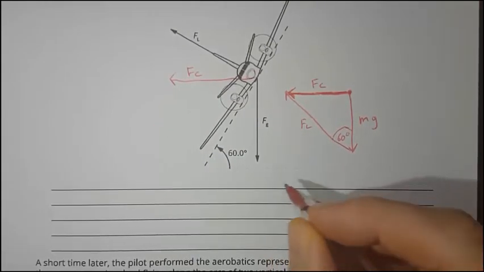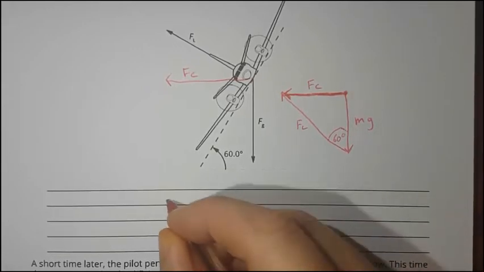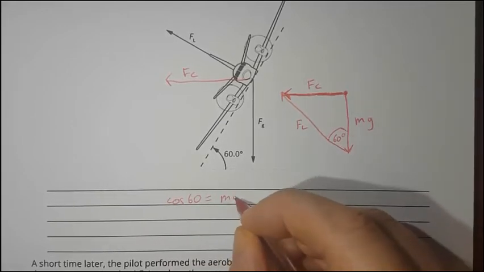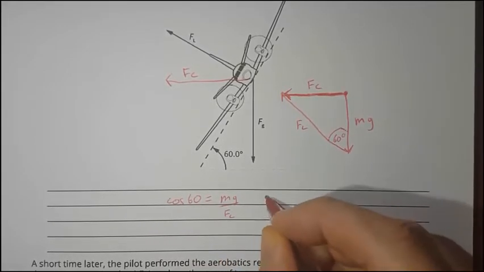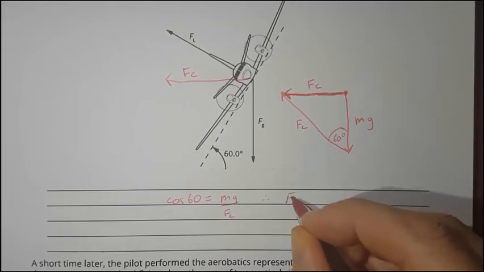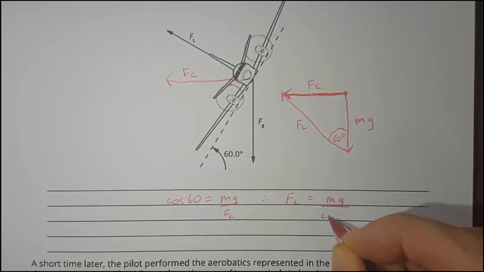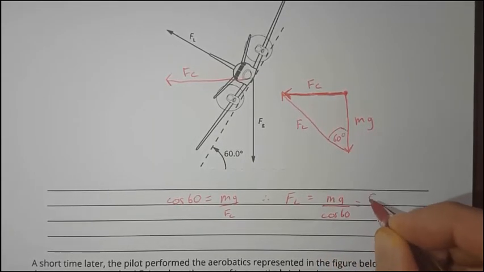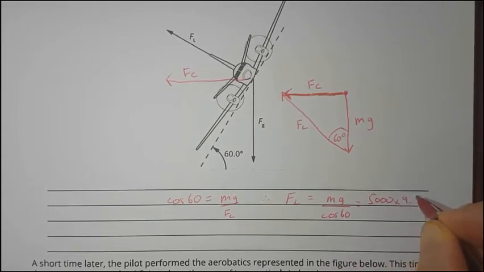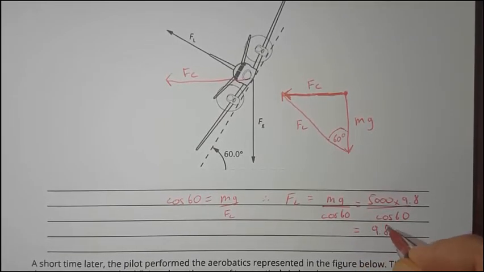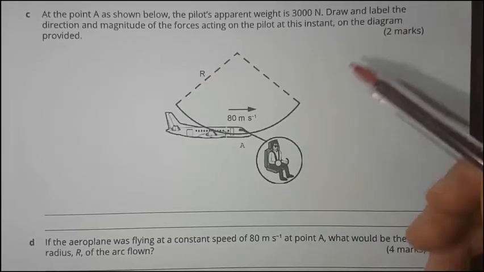So with this triangle I can solve to find out what this force is here. If I know that cos 60 is going to equal adjacent over hypotenuse, I can now say that that lift force is just going to be equal to 5,000 times 9.8 over cos 60, and I end up with a number of 9.8 times 10 to the 4 newtons. There we go.